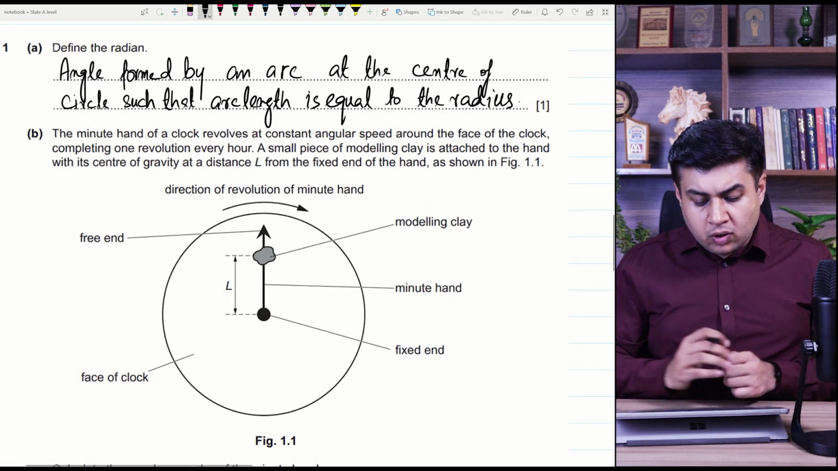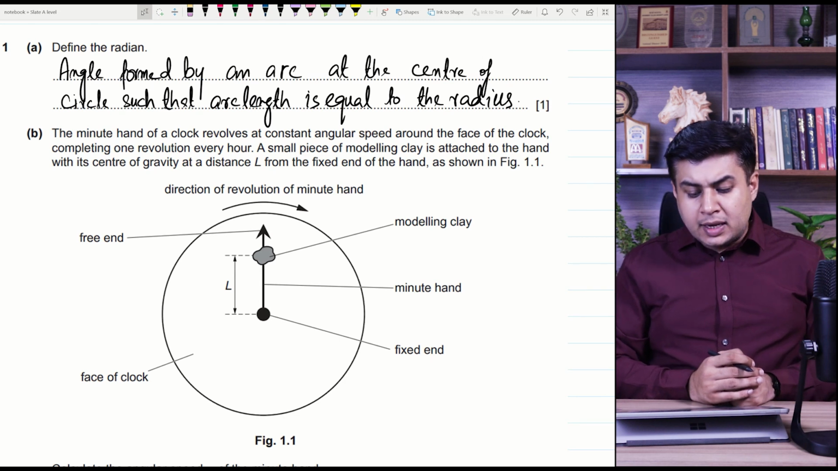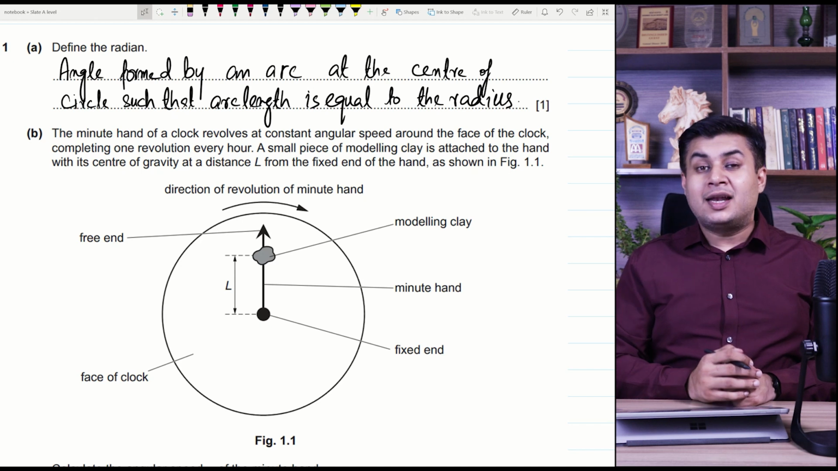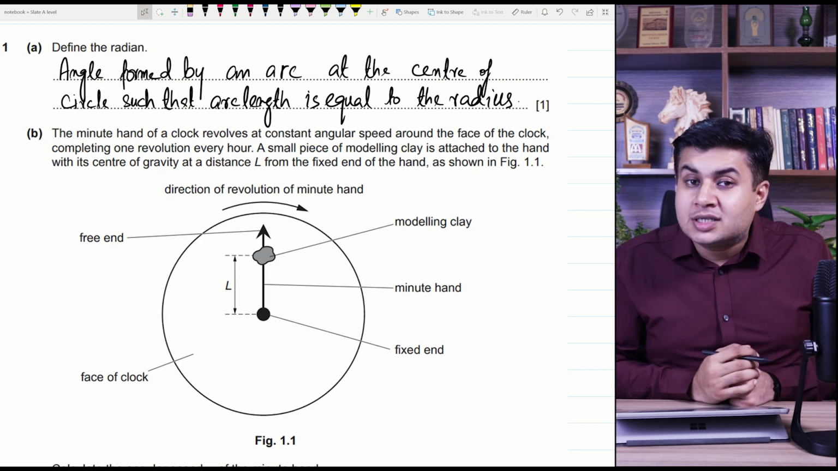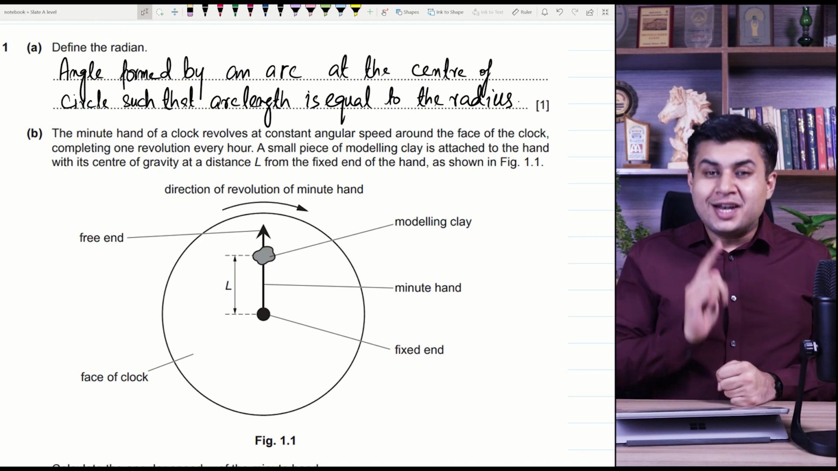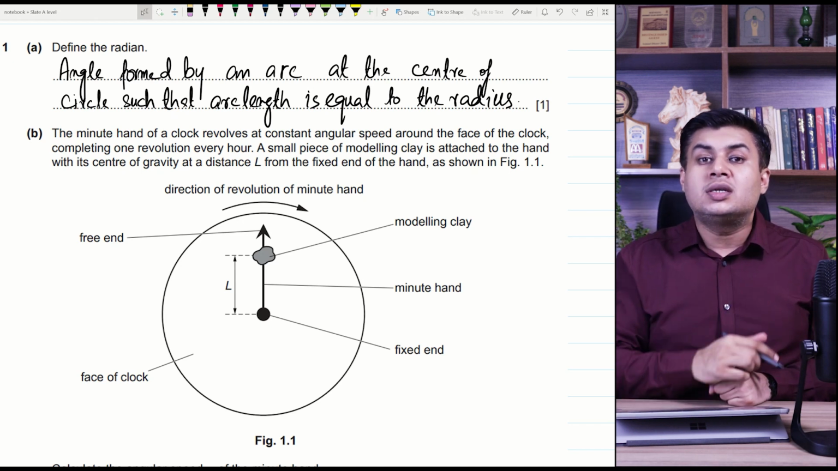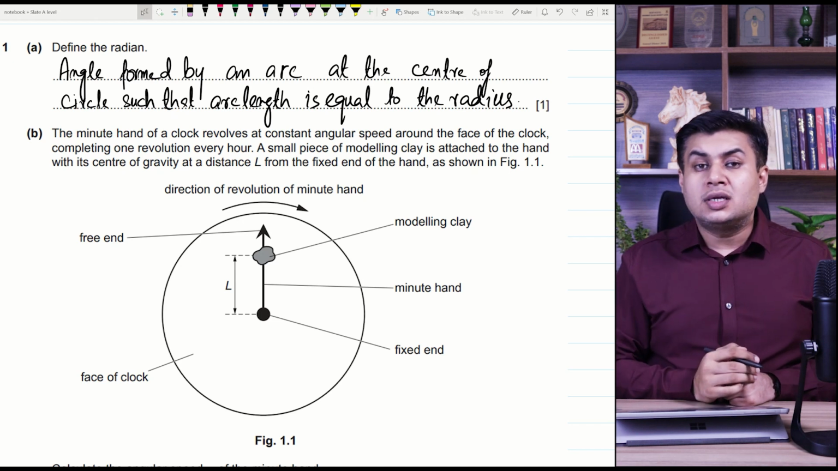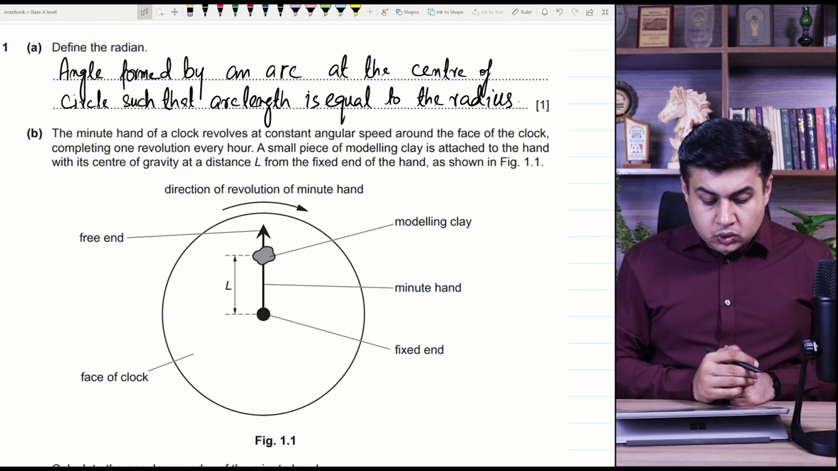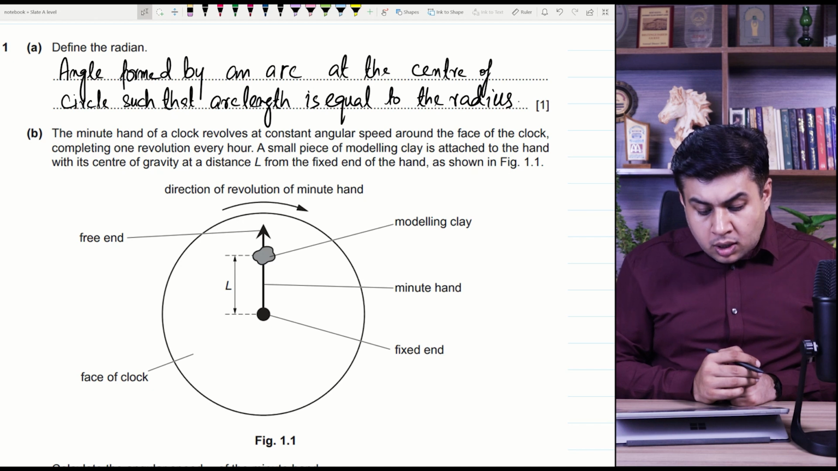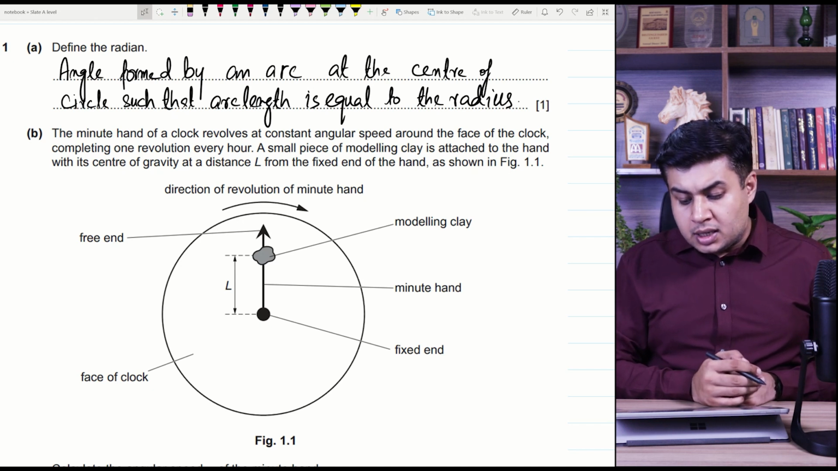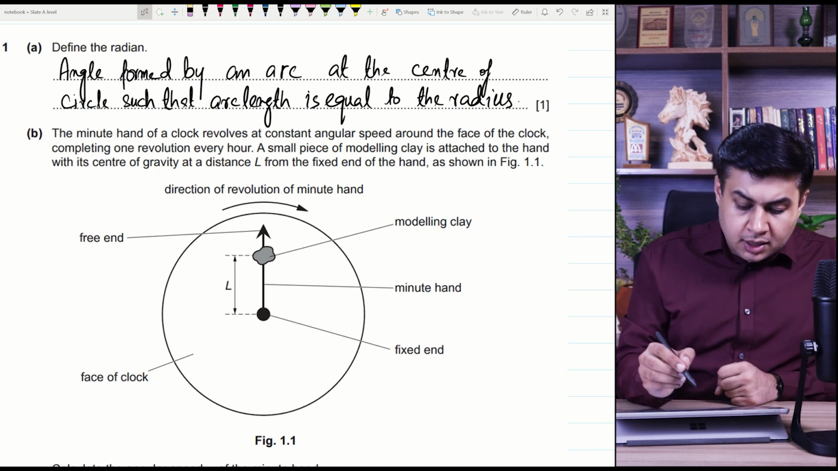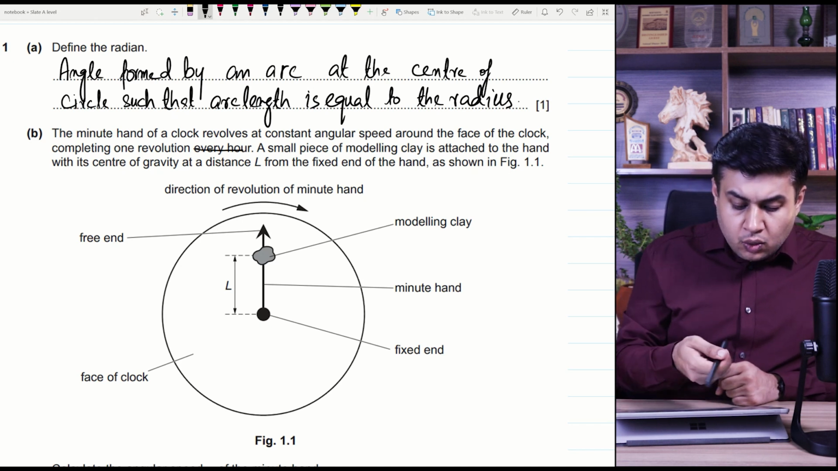The minute hand of a clock revolves at constant angular speed. Now you know which is the minute hand, the one which shows minutes. It completes its one revolution in how much time? In 1 minute? No. The minute hand completes its one revolution in 1 hour. In 1 minute, the seconds hand completes one circle. So the minute hand of a clock revolves at constant angular speed around the face of the clock, completing one revolution in 1 hour.